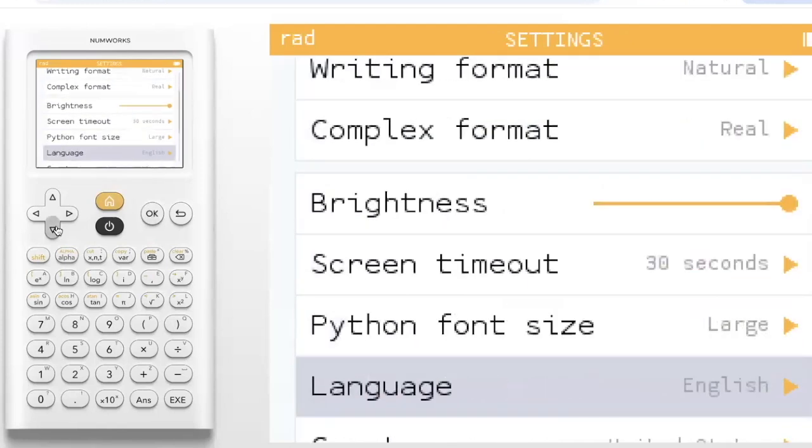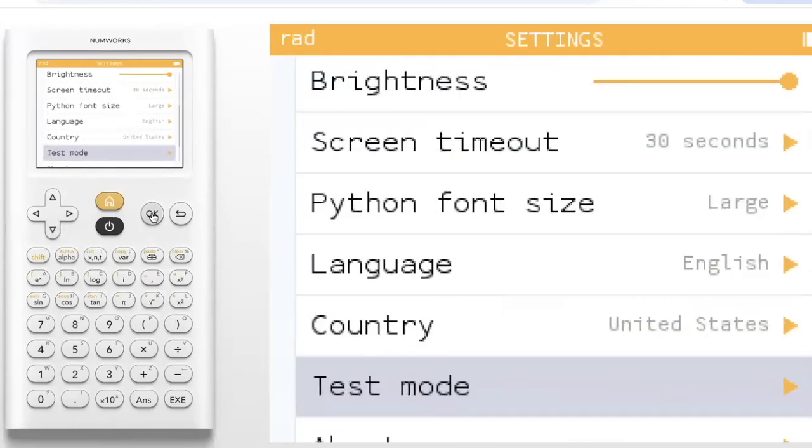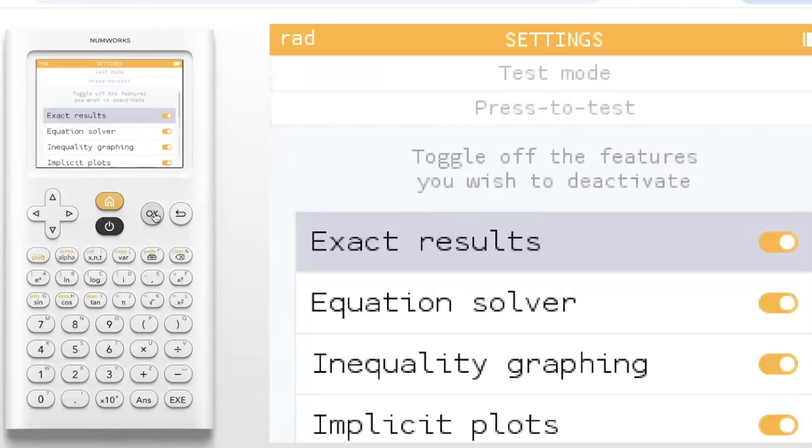So if you go down to test mode, this is where you can play around with press to test. Press to test is going to allow us to turn things on and turn things off, and it will lock any handheld calculator into that mode until the teacher plugs it back into a device and unlocks it. So it's secure for testing and in your classrooms if you want certain features off. I'm going to turn off some features so that you can see what the calculator would do.